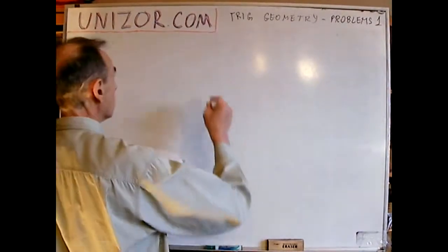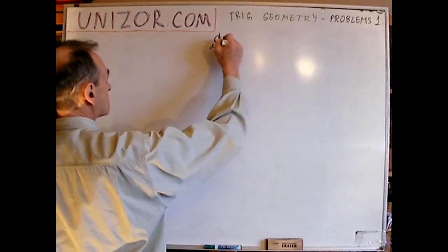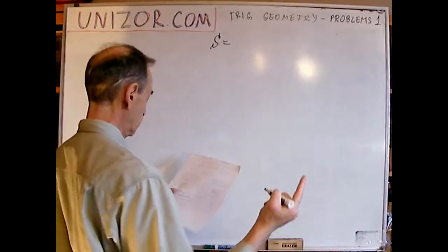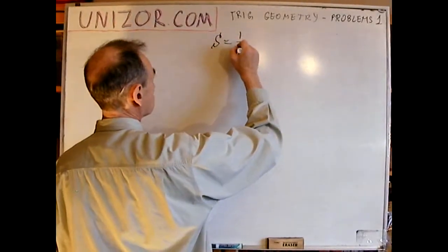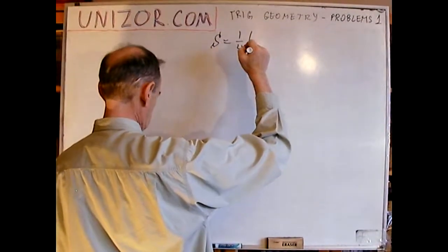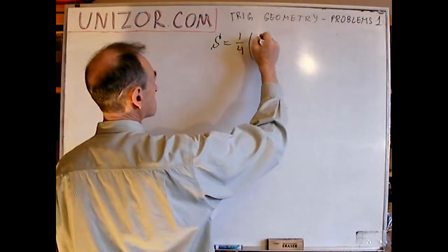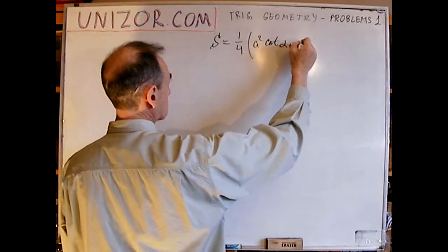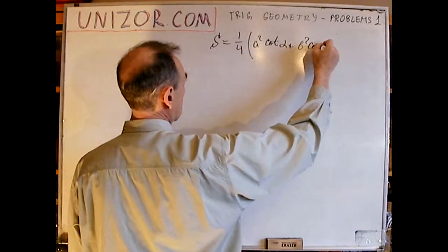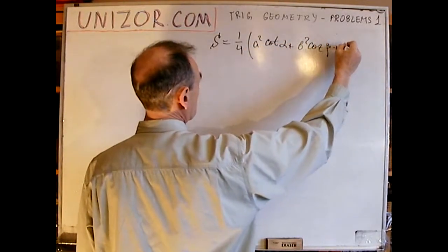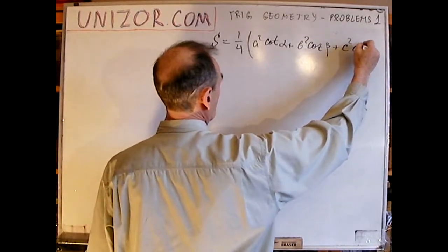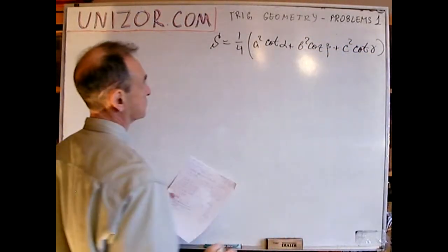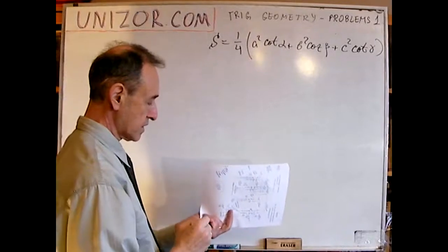Next, we are going to prove the following formula. S, which is the area of a triangle, equals 1/4 of A square cotangent alpha plus B square cotangent beta plus C square cotangent gamma. We have to prove this formula.